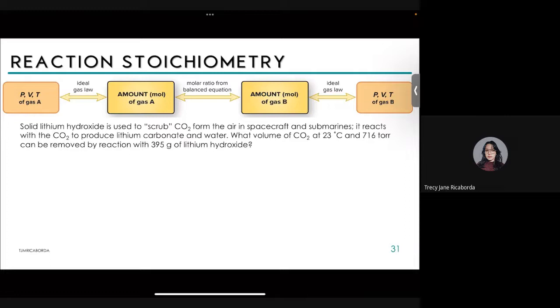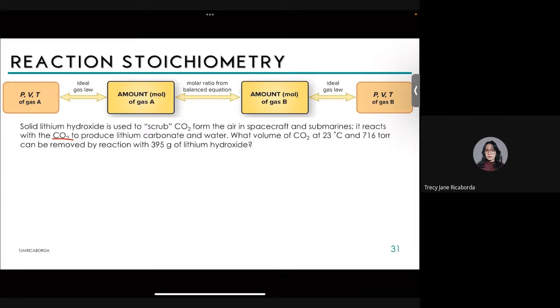So, if we're given this problem right here, lithium hydroxide reacts with carbon dioxide to produce lithium carbonate and water. What volume of carbon dioxide at these given measurements can be removed by the reaction of 395 grams of lithium hydroxide? So this involves a reaction.